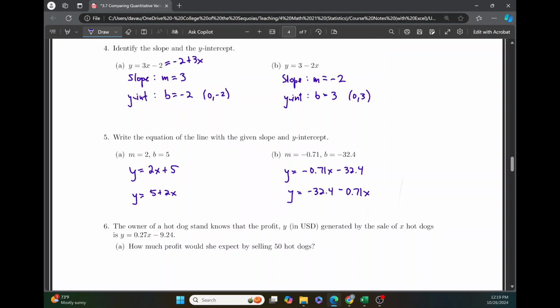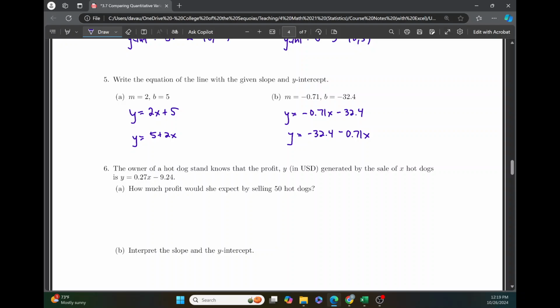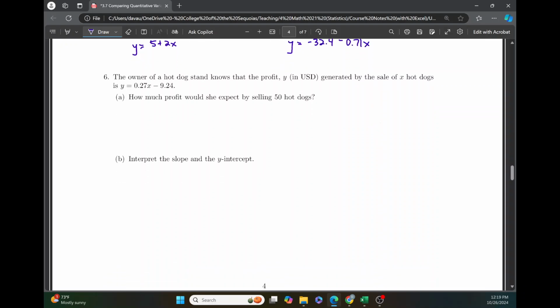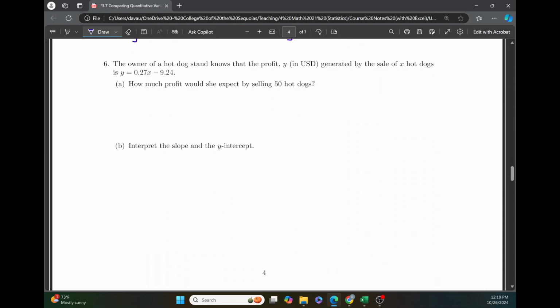Okay. So that's the equation. That's how equations of lines work. Let's practice. Let's review a little bit about how to interpret the equation for a line.